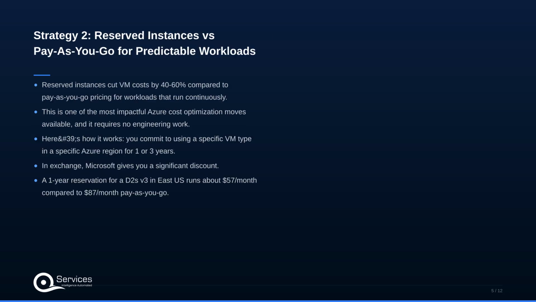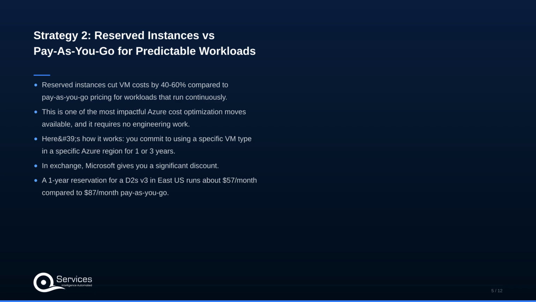Next up, let's talk about strategy 2, reserved instances versus pay-as-you-go for predictable workloads. Reserved instances cut VM costs by 40 to 60% compared to pay-as-you-go pricing for workloads that run continuously. This is one of the most impactful Azure cost optimization moves available, and it requires no engineering work. Here's how it works: you commit to using a specific VM type in a specific Azure region for 1 or 3 years. In exchange, Microsoft gives you a significant discount.